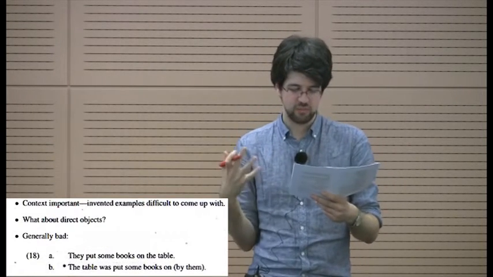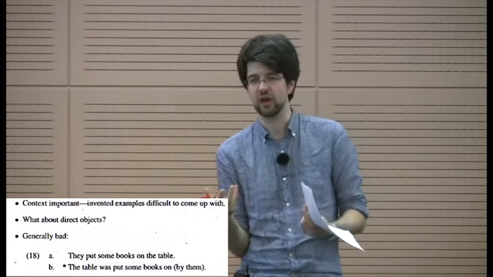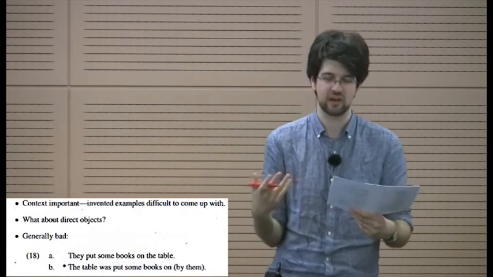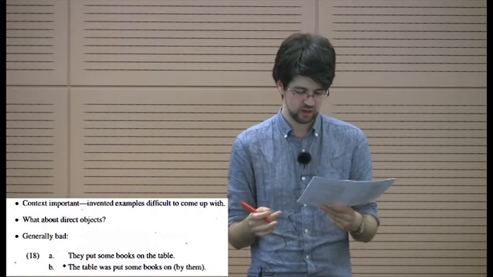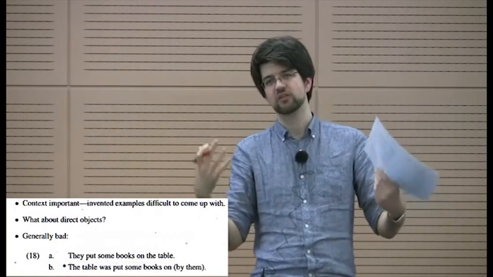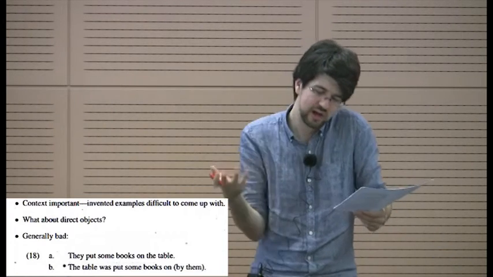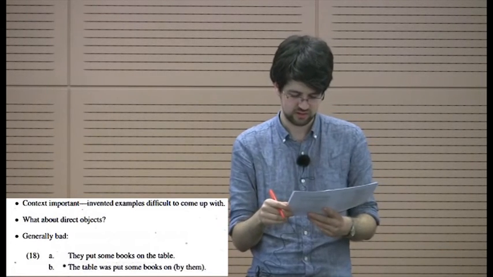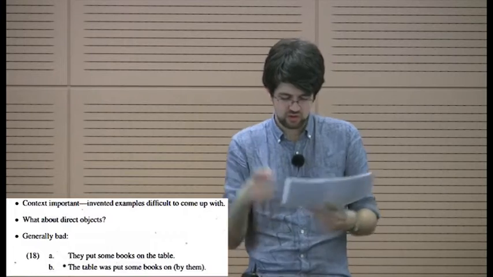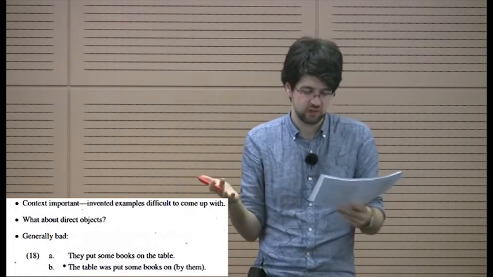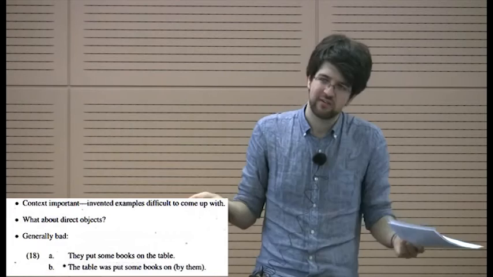And I think really the problem is that context is important. There's clearly something going on here, and there's some need to get an acceptable context for these things to work. And so, if you're an armchair linguist sitting thinking up examples, you think up examples like 15, and then you say they're bad. But really, there are examples that make sense. So adverbs seem to be okay. We can get those. The question then is, well, what about direct objects?